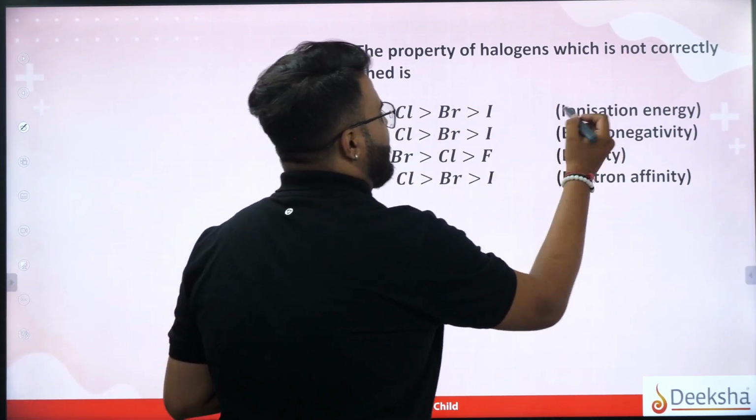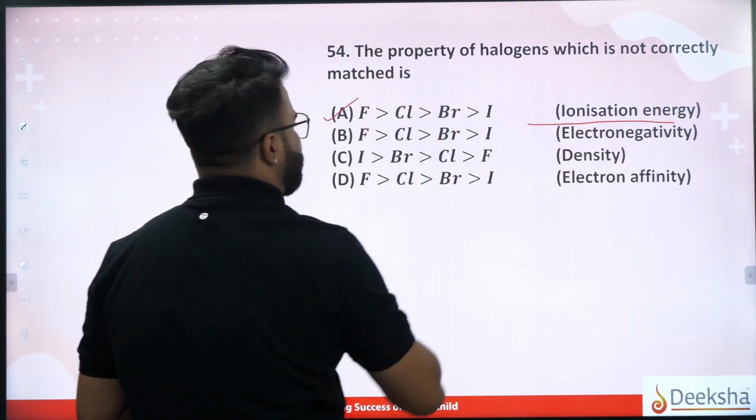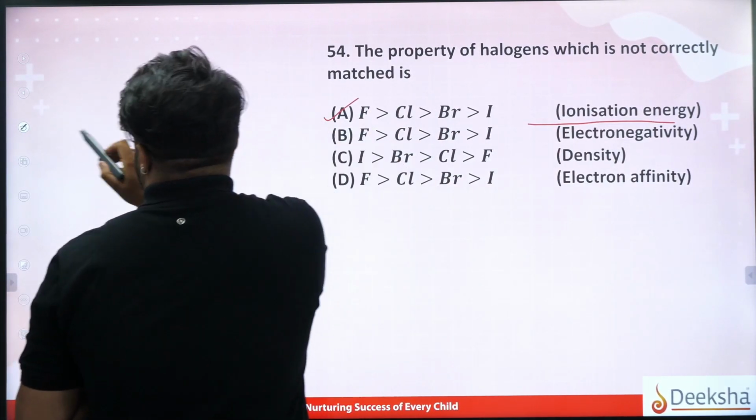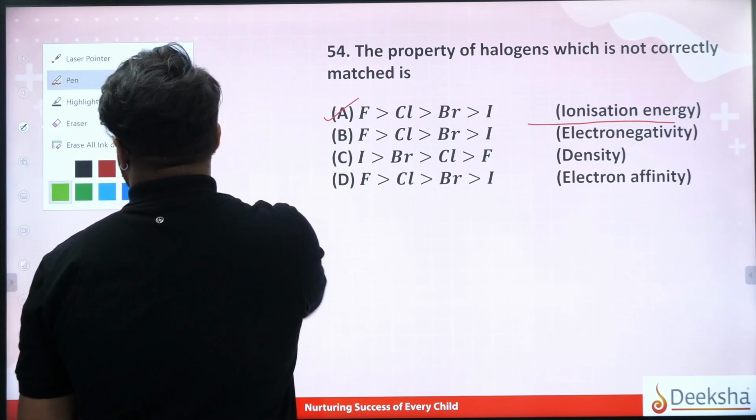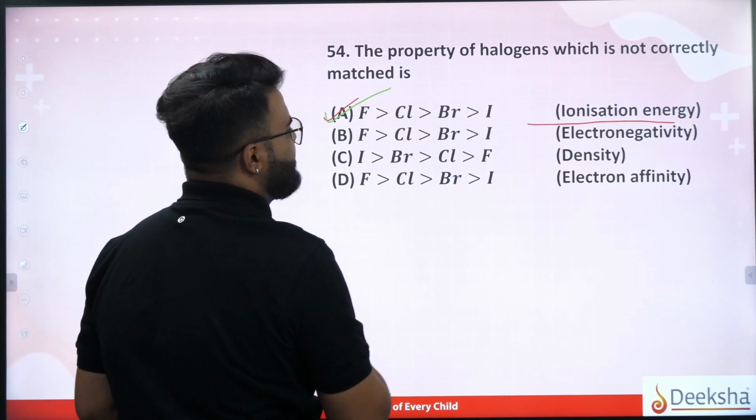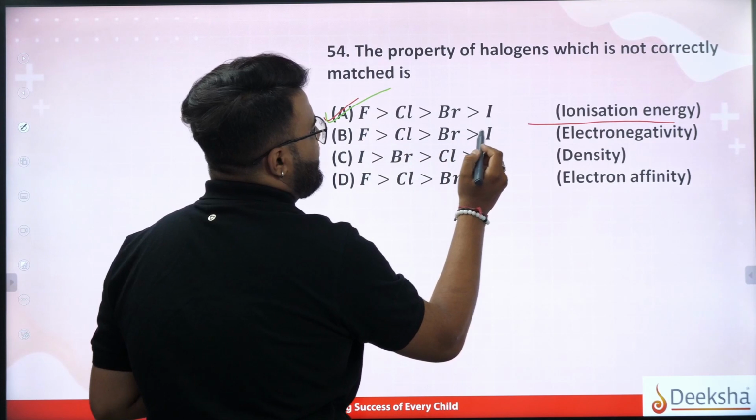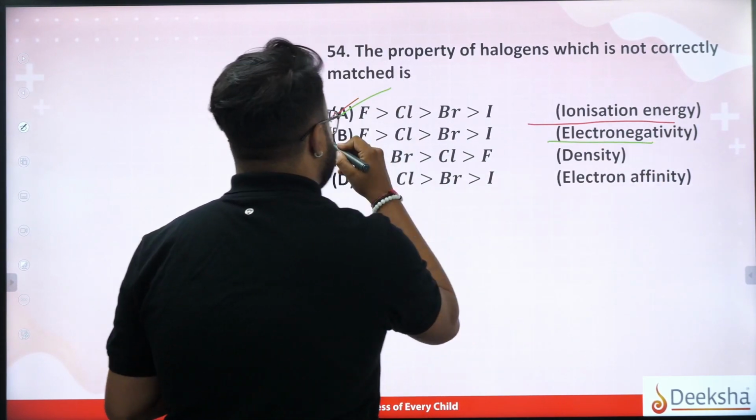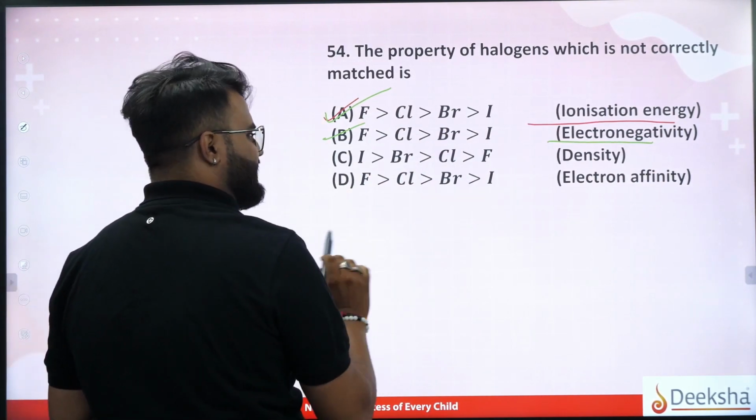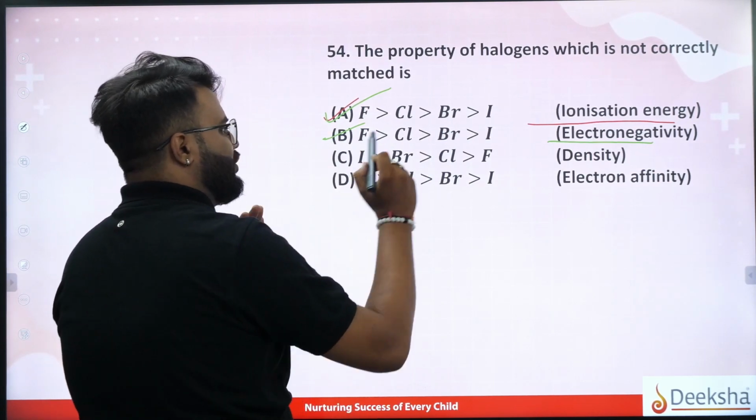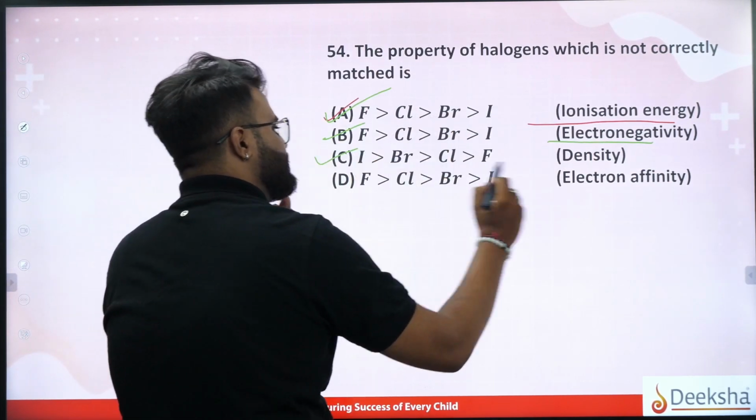Fluoride, chloride, bromide, iodide. This is ionization. This is correctly matched. Fluoride, so I can use another color, that is green. This is correctly matched. Fluoride, chloride, bromide and iodide. Electronegative ionization, that is also correct. Density, we can know that iodide, bromide, chloride, then it is fluoride, that is also correct.